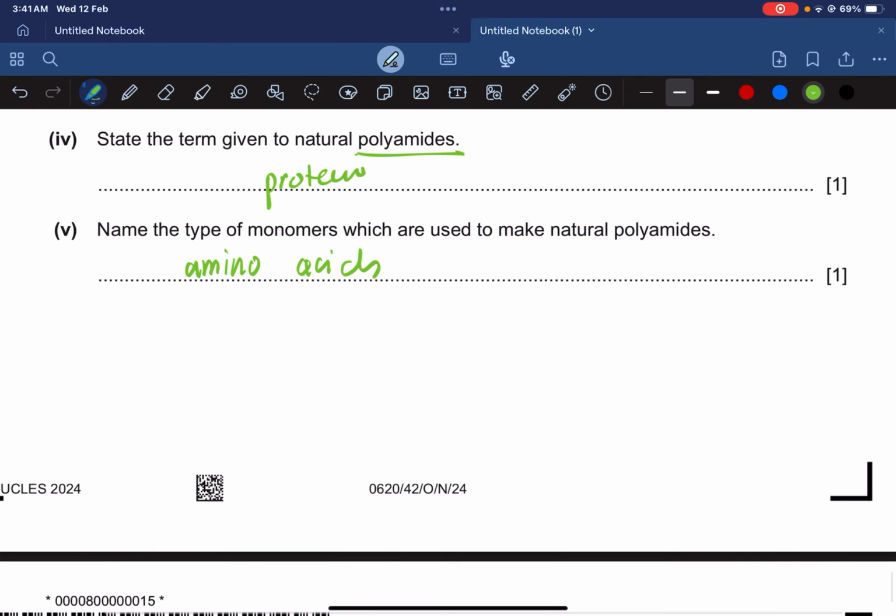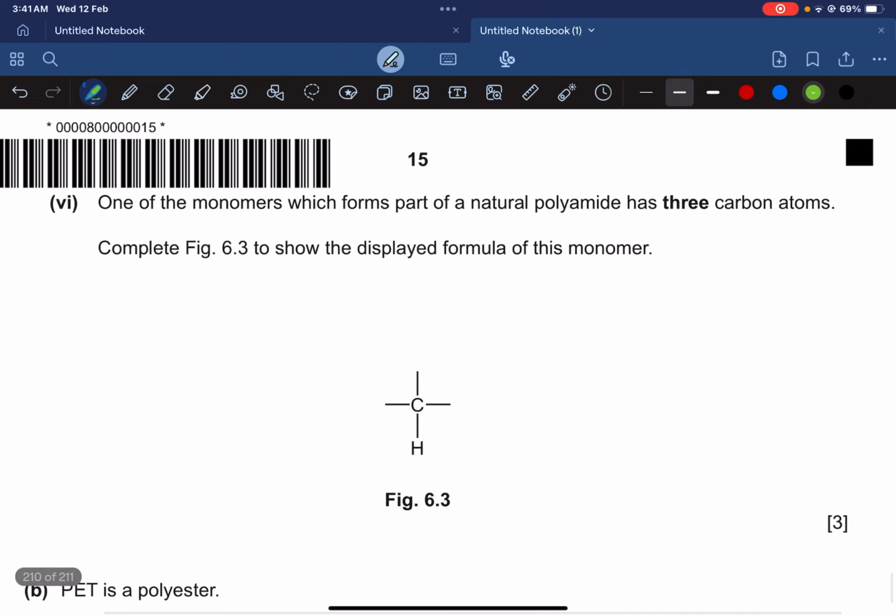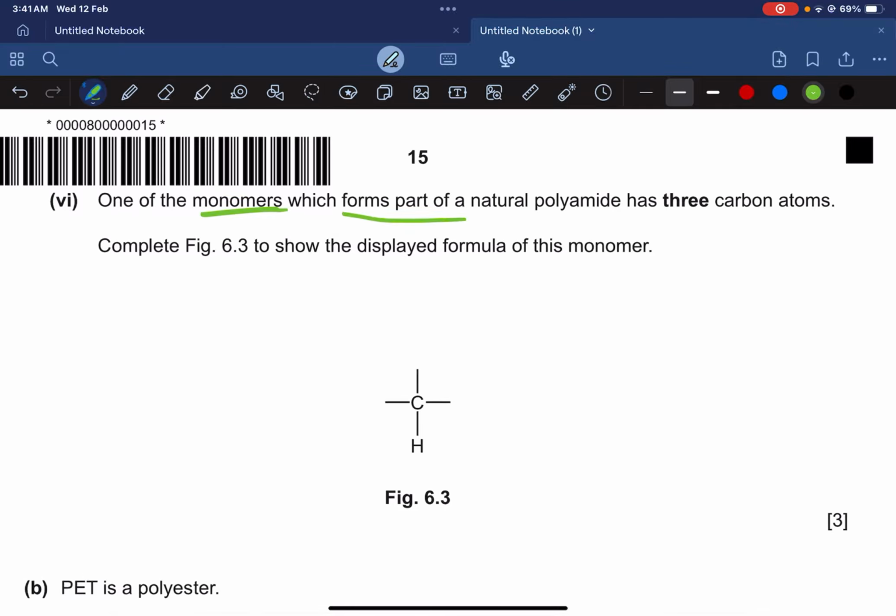Let's move on to the next question, which says one of the monomers which forms a part of a natural polyamide has 3 carbon atoms. Complete figure 6.2, displayed formula. It has to be a monomer which forms part of a natural polyamide, so it has to be an amino acid. And how are amino acids formed? You guys know amino acids have, on the same monomer, a carboxylic group and an amine group. Carboxylic group and amine group.